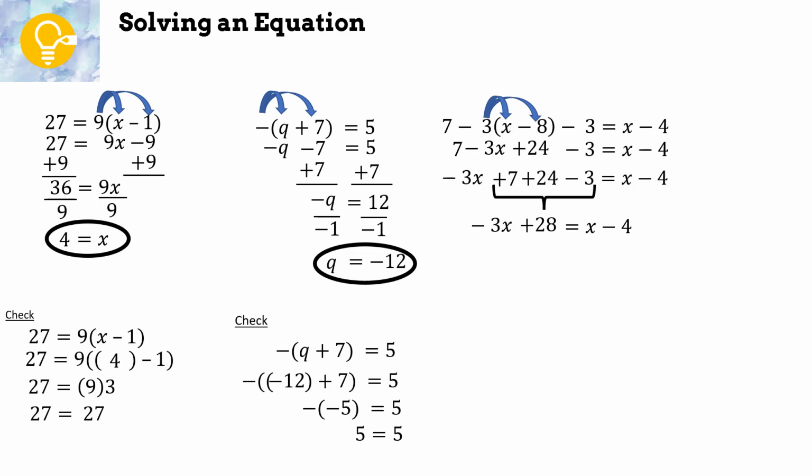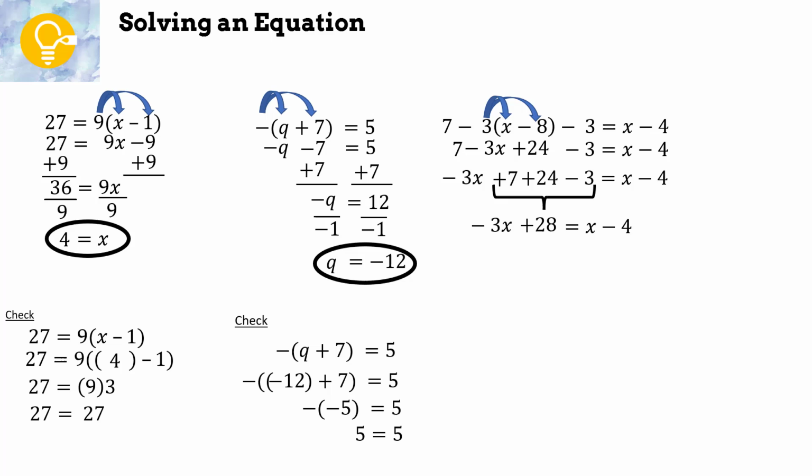Do you have to put like terms together? No, you don't. And some of you might just circle the like terms and add and subtract them. Totally up to you. But as you watch through my next videos, you're going to see that I really do like putting like terms next to each other. Now we have negative 3x plus 28 equals x minus 4. We need all the x's on the same side and everything else on the other side. Traditionally, we like to put the x's on the left side. I like to do that. Do you have to do that? No, totally up to you.